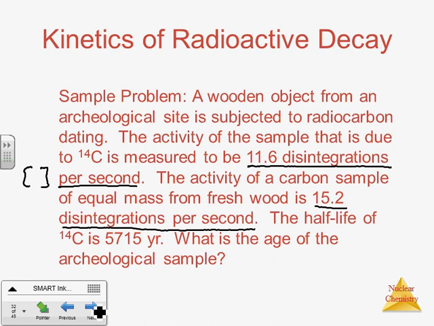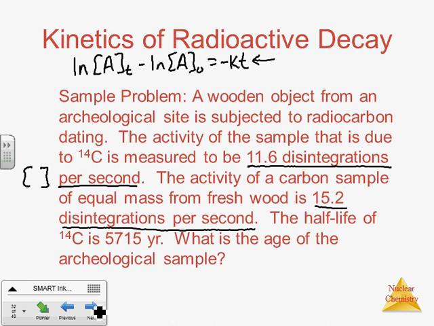We have a sample here. The disintegrations are 11.6 disintegrations per second, so this is not fresh carbon. We want to figure out how old it is. In other words, what they're asking us for in this equation is the T, the amount of time this thing has decayed in order to become a sample that has 11.6 disintegrations per second.